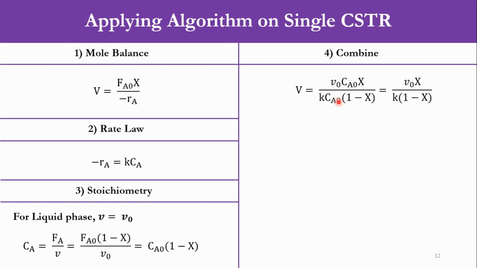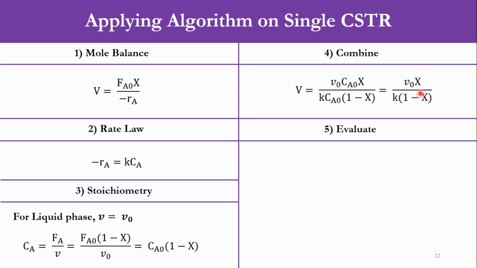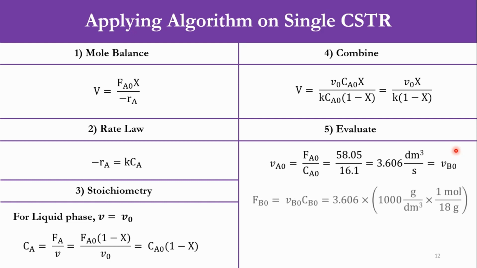So Ca naught cancels out with this Ca naught, and that becomes V naught x over k into 1 minus x. For evaluation, we first need to find the parameters. We know Va naught is equal to Fa naught over Ca naught. Fa naught is 58.05 as we have seen, and Ca naught is 16.1. So that comes out as 3.606 cubic decimeter per second. And if you go back to the statement, Va naught is equal to Vb naught. So we have calculated one parameter, and accordingly the second parameter is estimated.